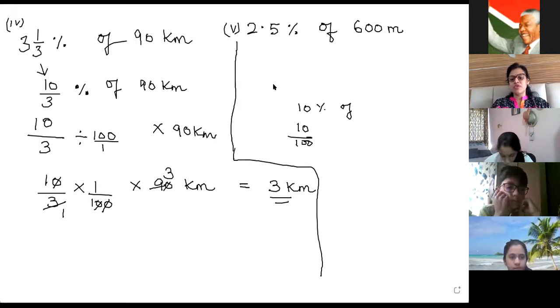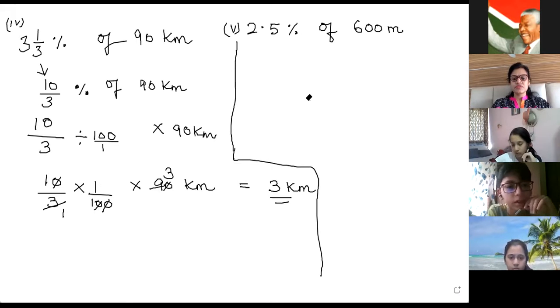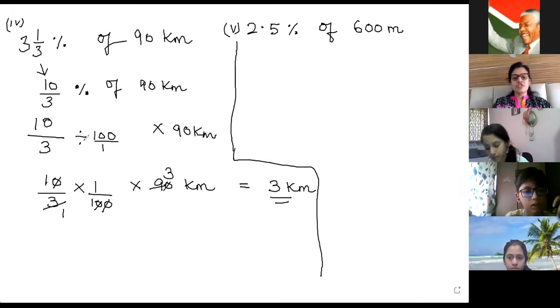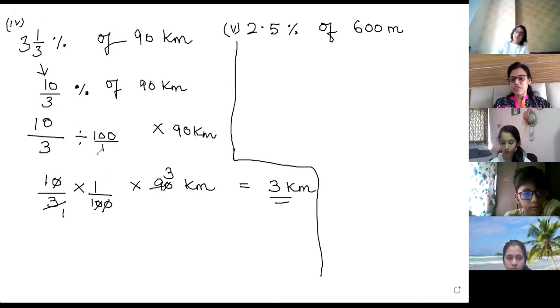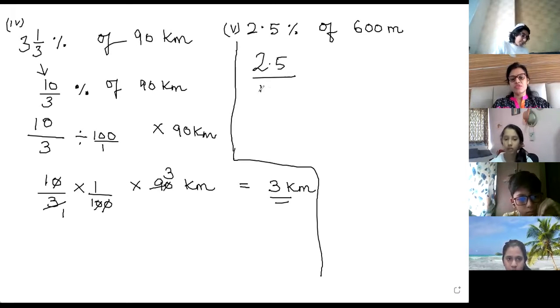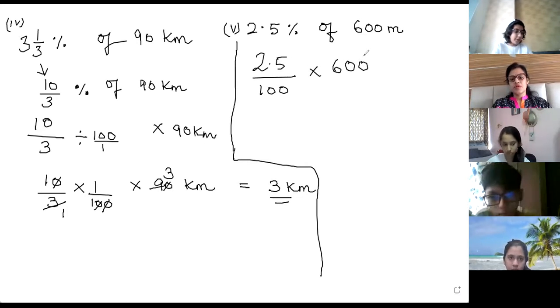Yes, Ibrahim. Now you tell me what was your doubt. Ma'am, we write the reciprocal when we got 10 by 3 and 100 by 1, so we write the reciprocal, na? Yes, we always do the reciprocal, whenever fraction division is there, when two fractions are divided. Now, what answer did you get for this? 2.5%. 15.0, but it will be 15 only. Then 15.0.